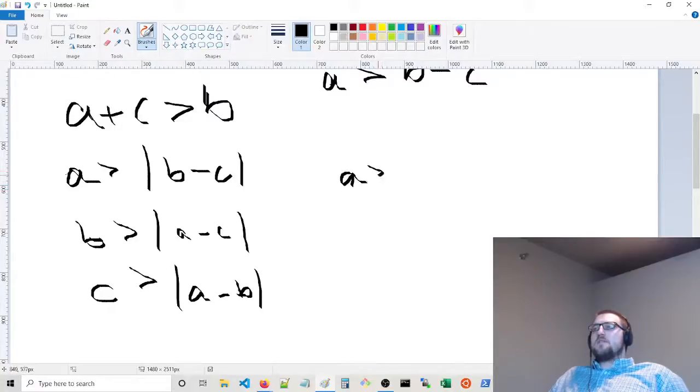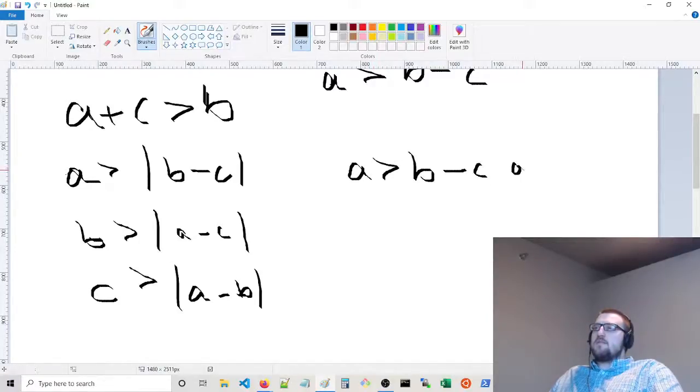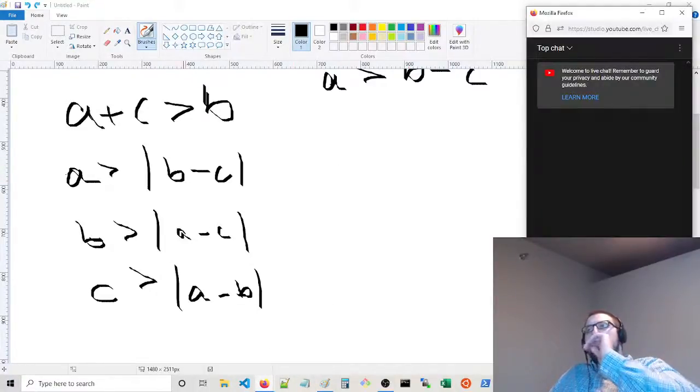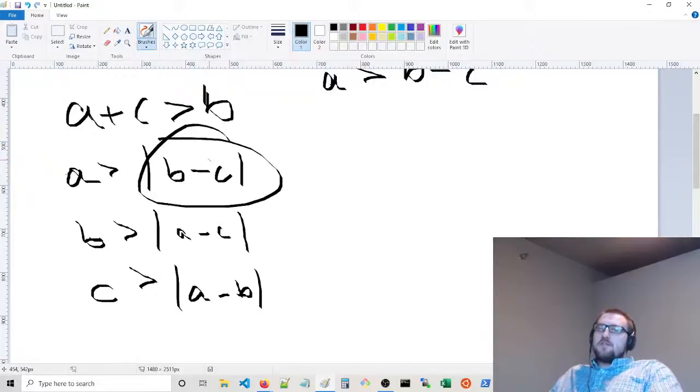So A is greater than the absolute value. So A is greater than B minus C, or negative A is less than C minus B, depending on which one's which. This could be positive or negative, doesn't really matter.